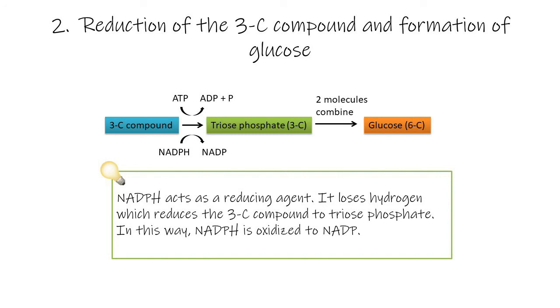NADPH acts as a reducing agent. It loses hydrogen, which reduces the 3C compound to triose phosphate. In this way, NADPH is oxidized to NADP.